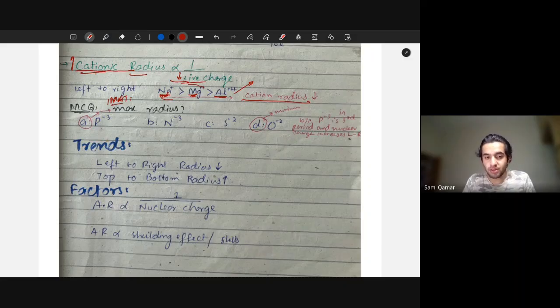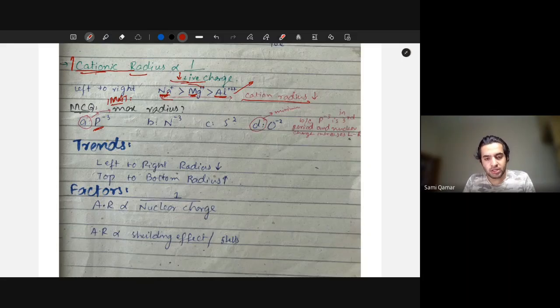So what I told you, these are all anions, and IMAT won't ask you only about anions. It will give you neutral atoms, anions, and cations, and then ask you for the maximum or minimum radius. Here all are anions, and the one with the most charge will have the maximum anionic radius. Okay, you guys got it.